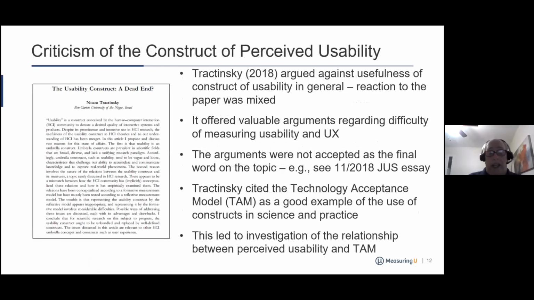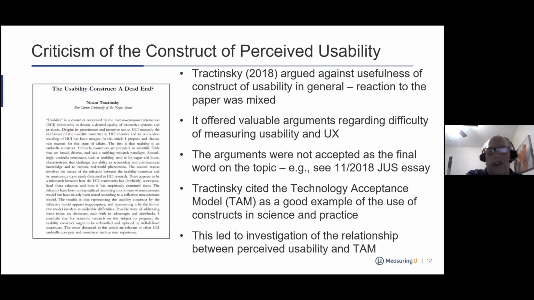So in 2018, some of you may know Noam Tractinsky or know of him. Probably one of the things he's best known for is a paper about the relationship between usability and beauty. But in 2018, he published a paper in HCI that basically said this whole construct of usability just hasn't been very useful to the community. Now, reaction to that paper was mixed. Generally, people responding to it, you know how HCI is set up. Somebody writes an article and they have a whole bunch of comments on it.